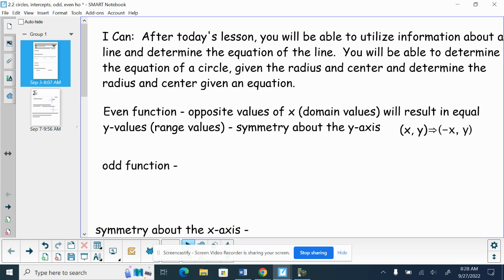opposite values from your domain will result in equal values from the range. Opposite values from the domain will result in equal values from the range. And you also have some symmetry about the y-axis. Opposite values from the domain, or opposite x values, will result in equal y values or range values.